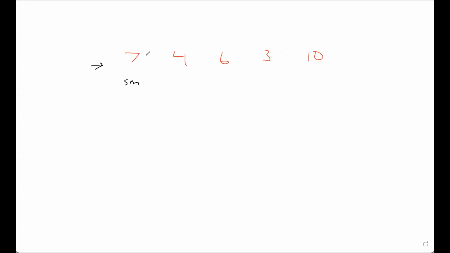Let's say the smallest is 7. Is this one smaller? Yeah, so now the smallest is 4. Smallest is still 4. Smallest is 3. Smallest is still 3. So the smallest is going to be 3. We would then swap the 3 and the 7, and we would know that this is sorted. The next time through, we would find that 4 is the smallest, and nothing would move. So the 3 and the 4 are sorted, and then 6, 7, 10.